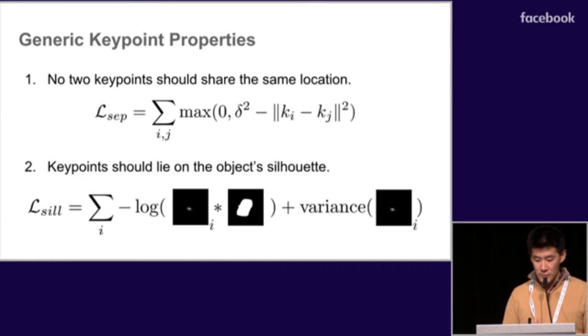And this is done by forcing the distribution map to be within the object mass known during training. We also want the distribution map to be peaky so that its expectation lies within the object in case of a non-convex shape. And this is done by minimizing the variance of the distribution map.